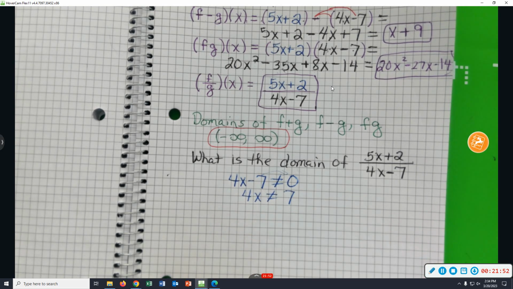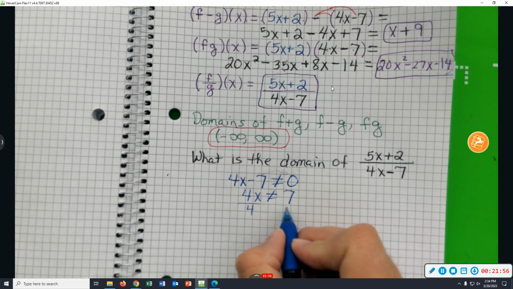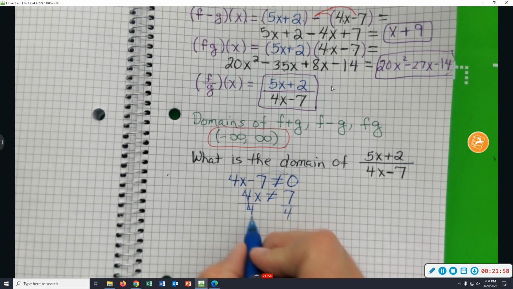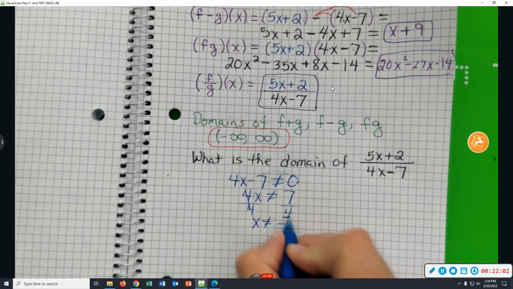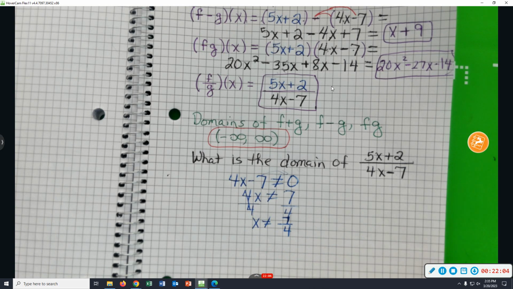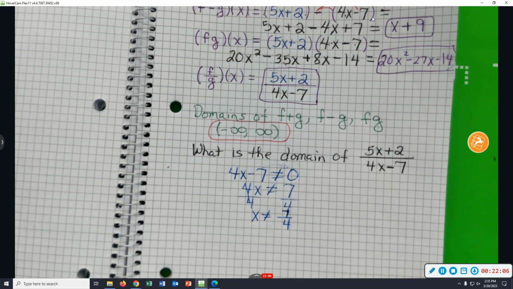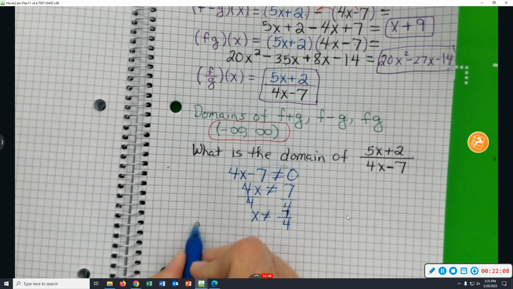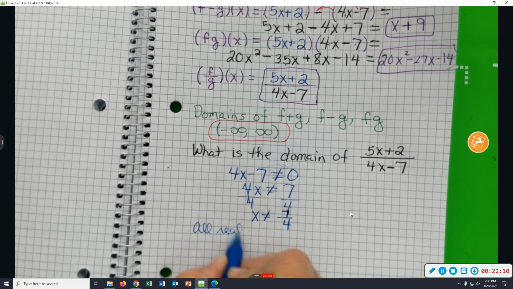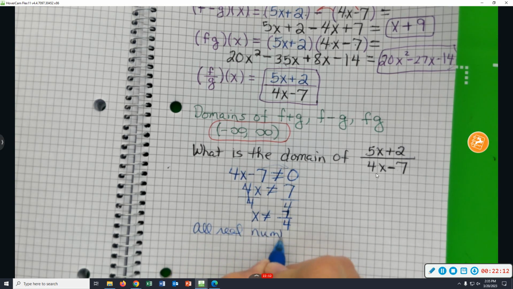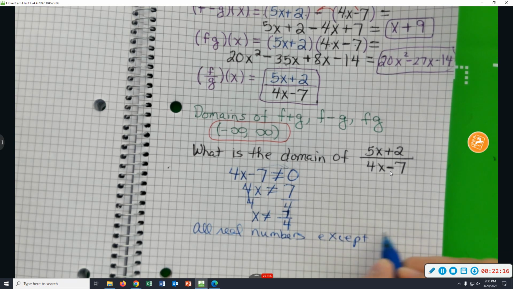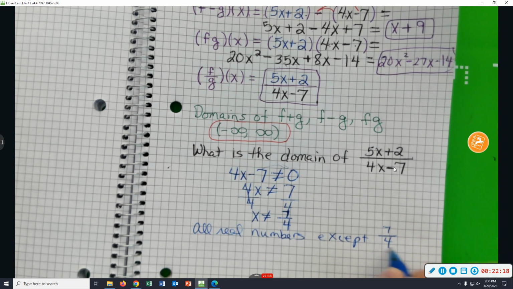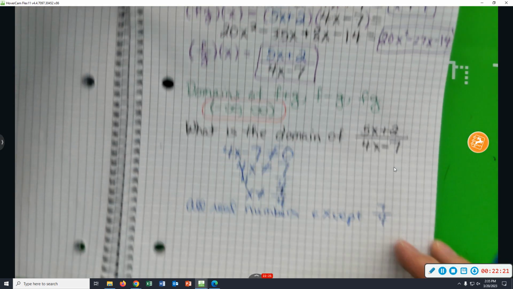And then what? Divide by 4. So, yes. Did y'all hear that? x can't be 7/4. In real numbers, in words, we'd say all real numbers except 7/4. But we don't type it out in words.